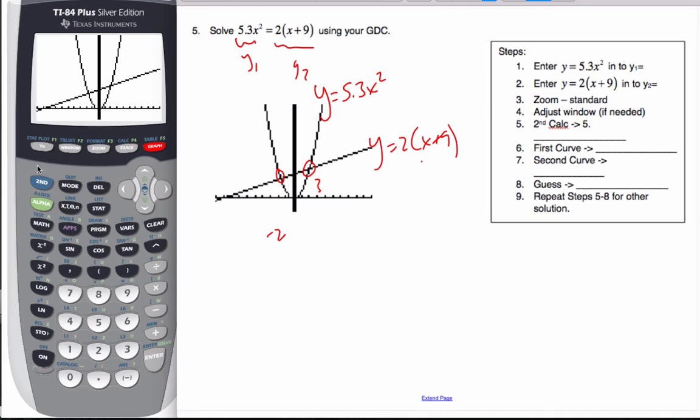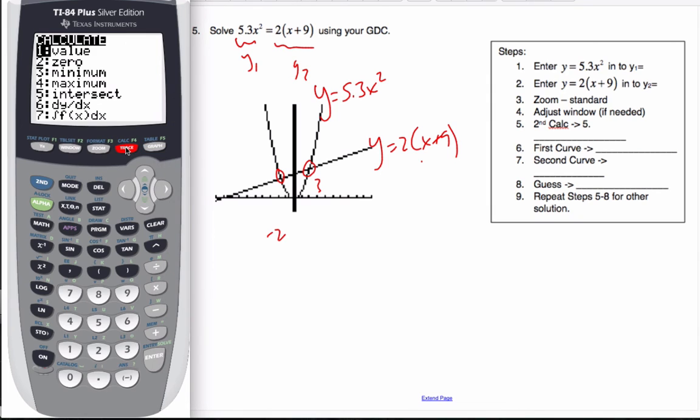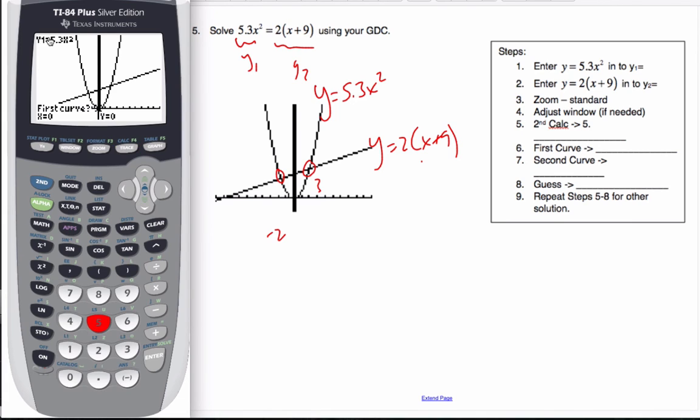Let's go and use our calculator to do it. I'm going to go second, trace again. This is a really helpful menu. By the time you're done in high school, you'll know what all these mean. And I'm going to do intersect, number 5. It's asking me first curve as a question. Is the cursor on the first equation that I want to use? The answer is yes, so I hit enter. Second curve, here's y2. Is this the second equation I want to enter? The answer is yes. Guess, well, let's do negative 2 first, so I'm going to hit negative 2.